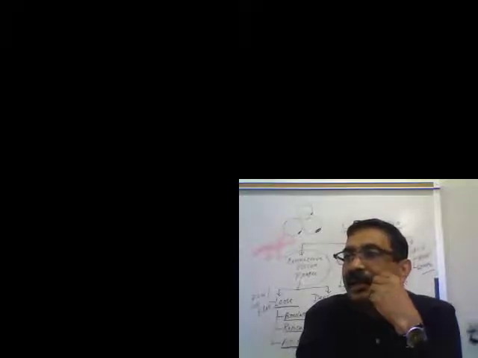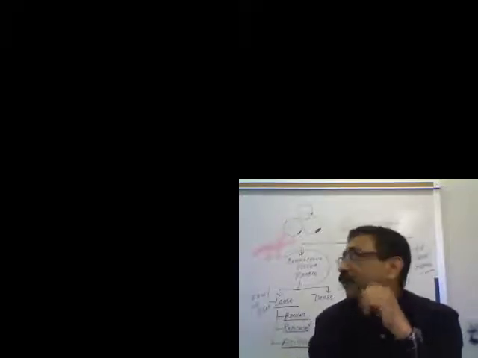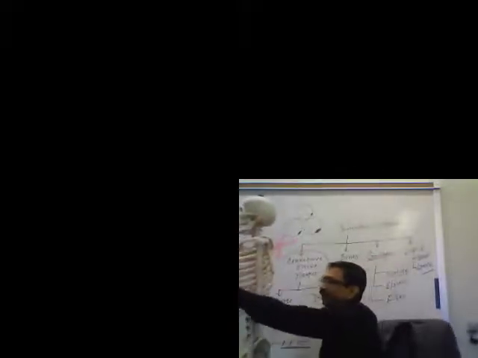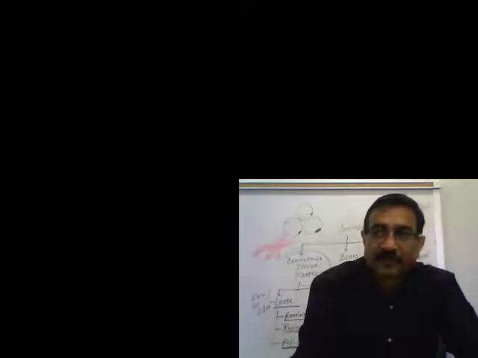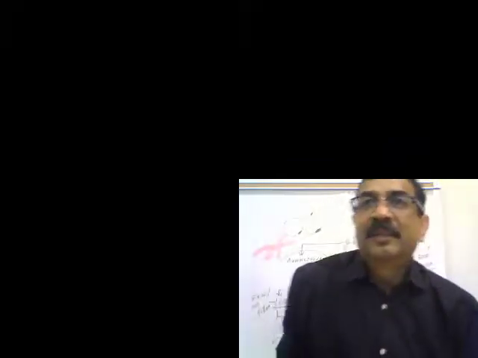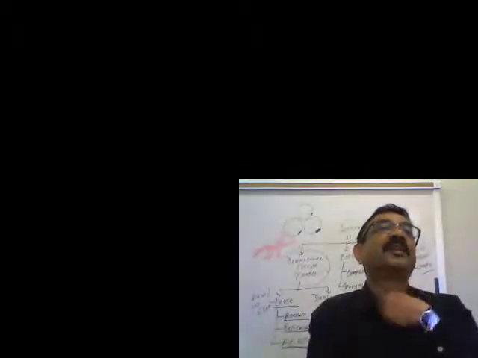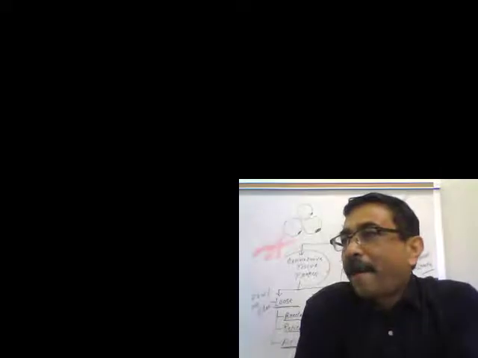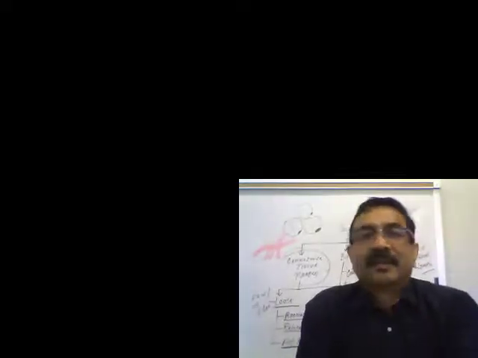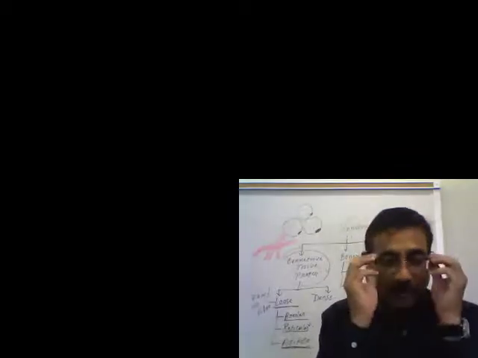Okay. Number two, costal cartilages attached to the ribs. These are hyaline cartilages. These are called costal cartilages attached to the ribs. Then in the respiratory tract, your trachea, larynx, right? Those structures are formed by hyaline cartilage.